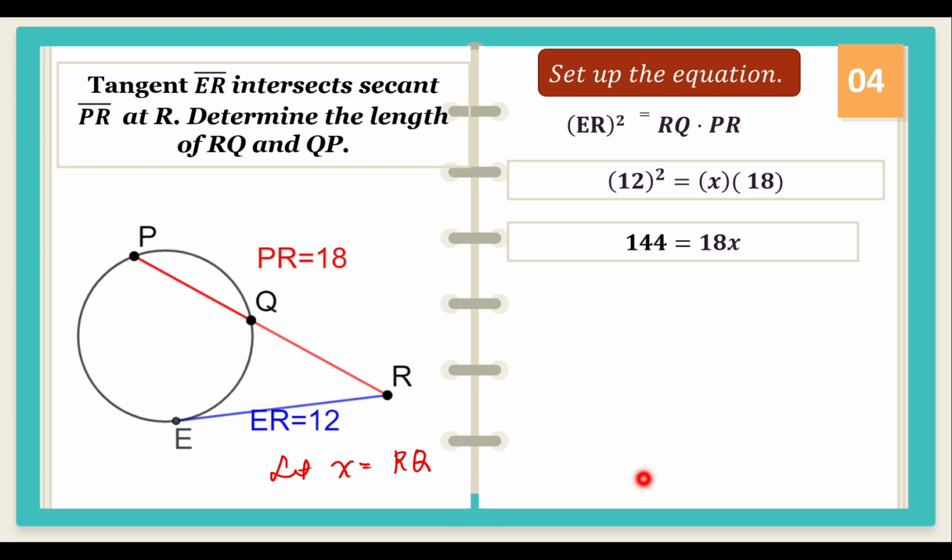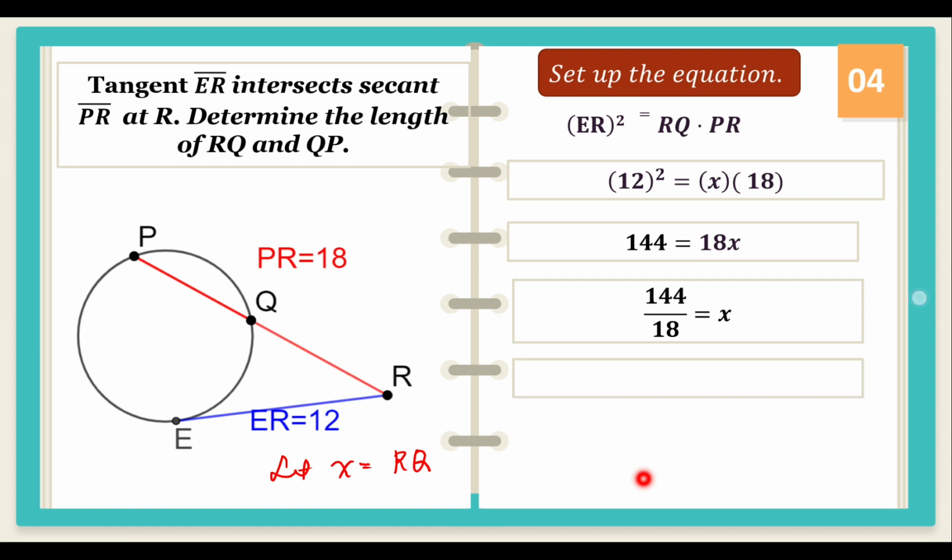Undoing 18 times x, we divide both sides of the equation by 18. So 144 divided by 18 is equal to x, thereby giving us the value of x, performing the division, to be 8. But then we are not simply being asked the value of x. We were asked to determine the length of RQ and QP, so that we have said that x be the measure of RQ. Therefore, we say that RQ is equal to 8.